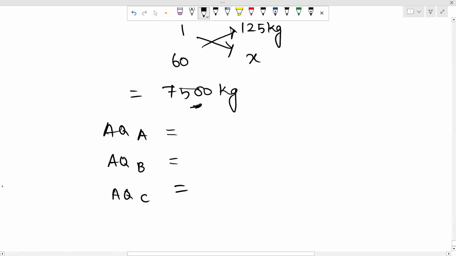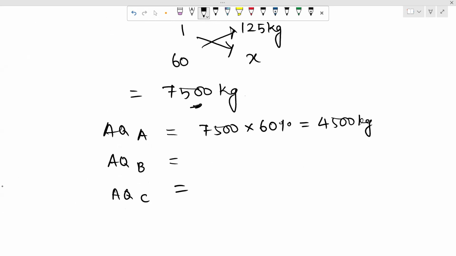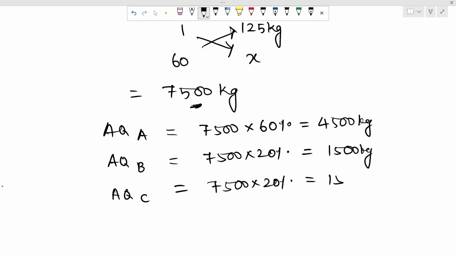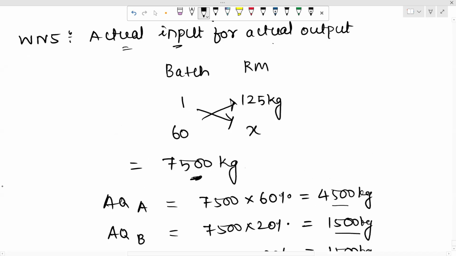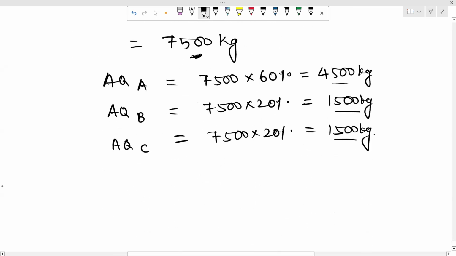So 7,500 into 60% is 4,500 kg. So out of the 7,500 kg of raw material, 4,500 kg came from raw material A, and 7,500 into 20%, we get 1,500 kg. And for raw material C also, it is 7,500 into 20%, we get 1,500 kg. So out of 7,500, 4,500 came from raw material A, 1,500 from B, and another 1,500 from raw material C. So now we have all the relevant figures for calculating the variances.